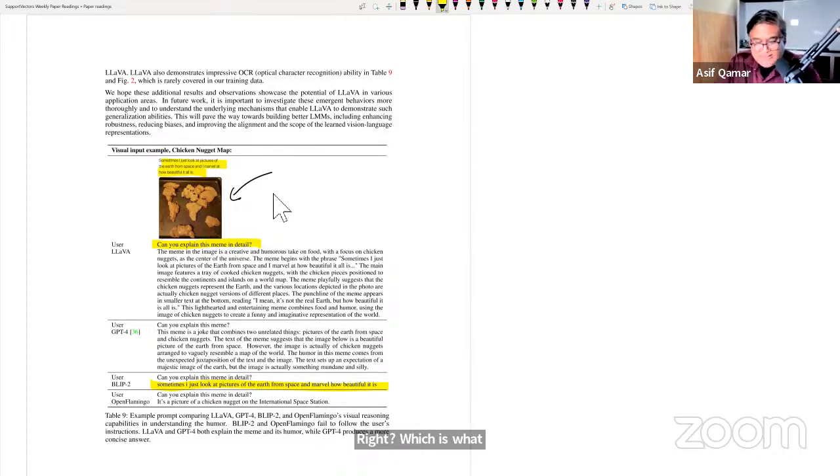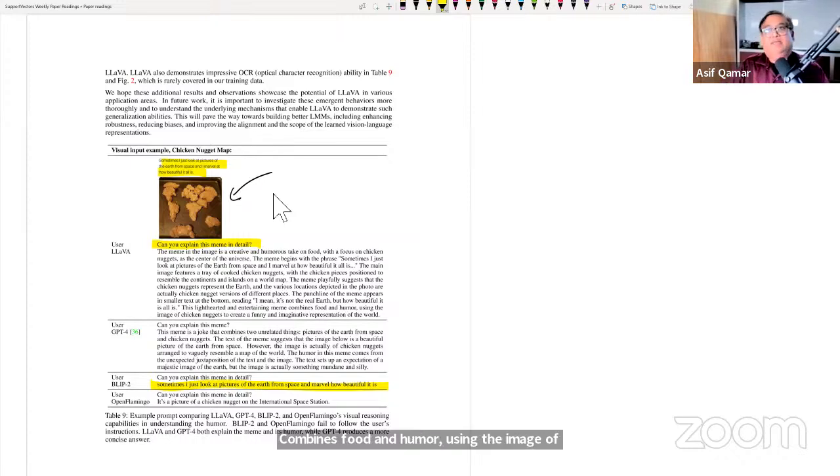The main image features a tray of cooked chicken nuggets with the chicken pieces positioned to resemble the continents and the islands on a world map. The meme playfully suggests that the chicken nuggets represent the Earth and the various locations, etc. The punchline of the meme appears in small text at the bottom, reading, "I mean, it's not the real Earth, but how beautiful it is." This light-hearted and entertaining meme combines food and humor using the image of chicken to create it.